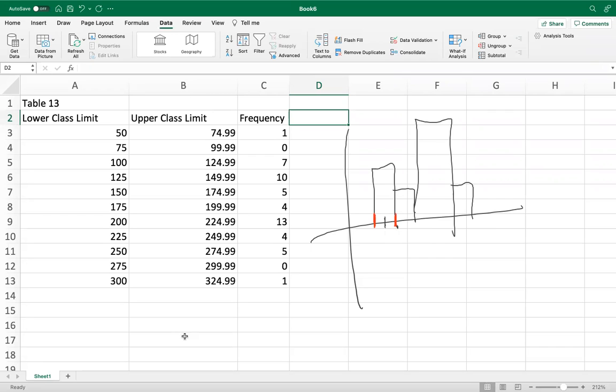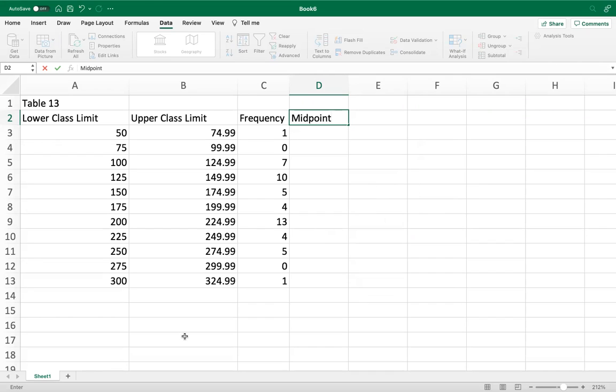So again, midpoint here. This midpoint is measuring this value right here in the middle. So it's measuring this middle point, which ends up being the average of that class. The average of this class is going to be the average of the lower limits of the two classes. So here, for the middle point, we add the two numbers together and divide by 2. That's how you find the midpoint.